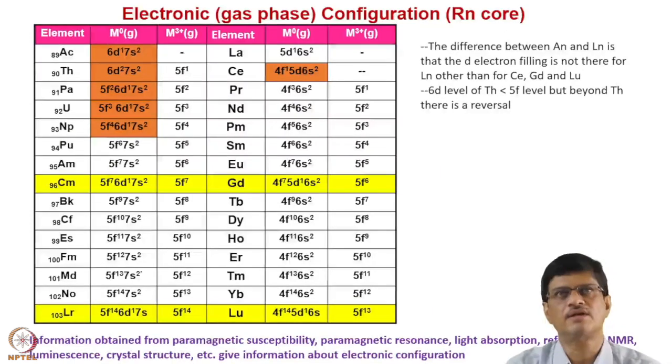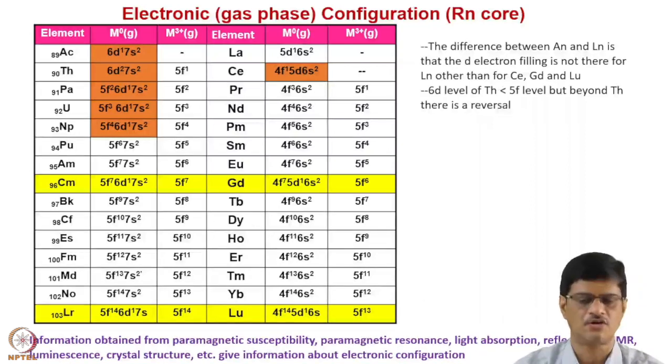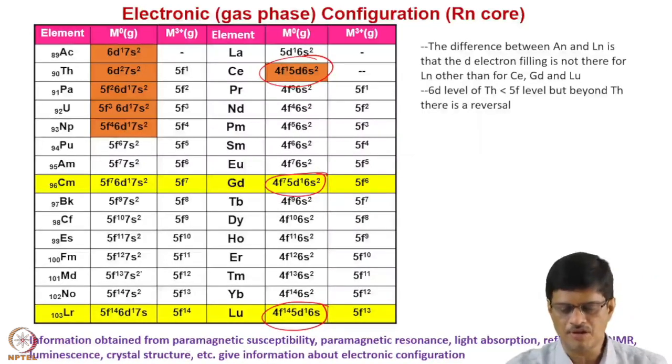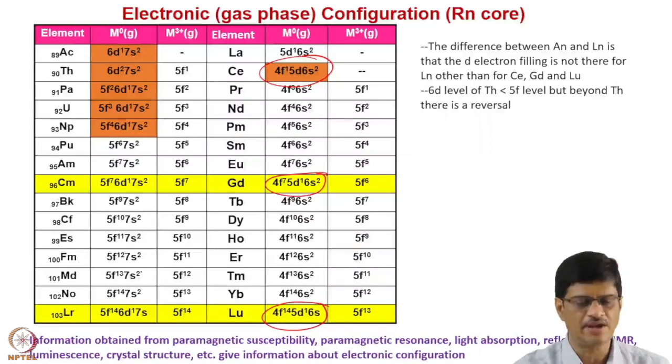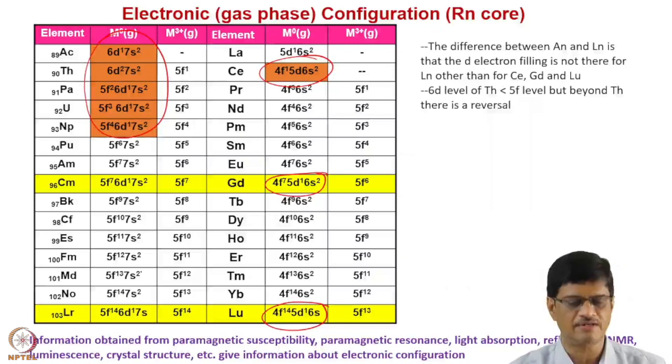Now coming to the electronic configuration of the actinides, I have shown here from actinium to lawrencium. You see the electronic configurations, and for comparison purposes I have also put the electronic configurations of the lanthanides. You can see here that for lanthanides, only for cerium, gadolinium and lutetium do you have the d electron, and for all others you find that the f electrons are getting filled. On the other hand, for the actinides, up to neptunium, the d electrons are there and also the f electrons.